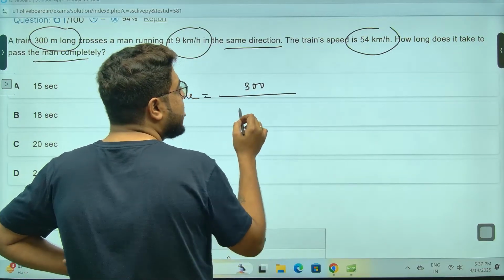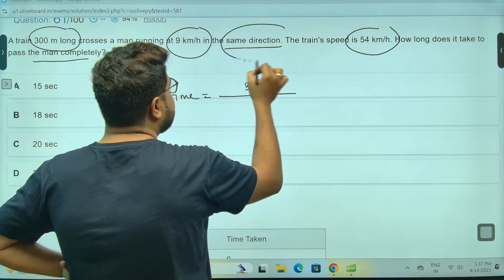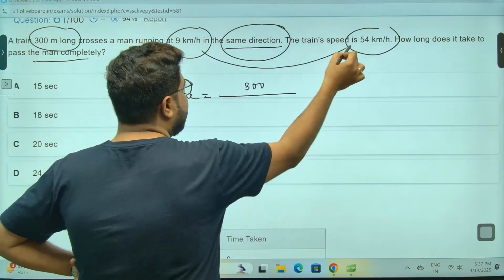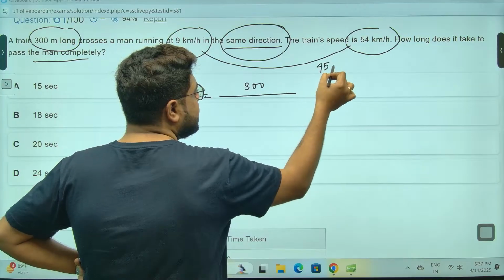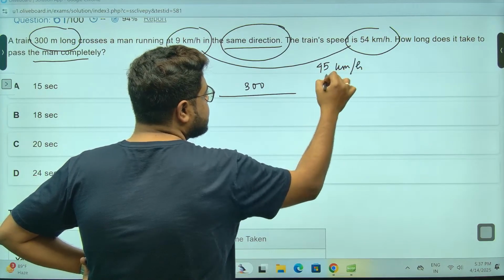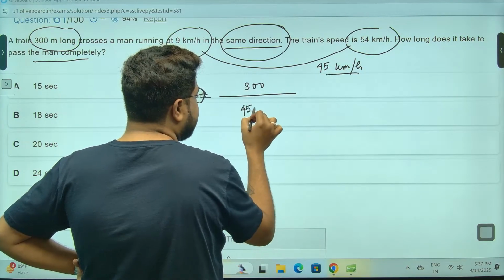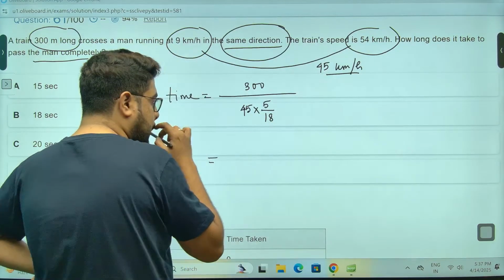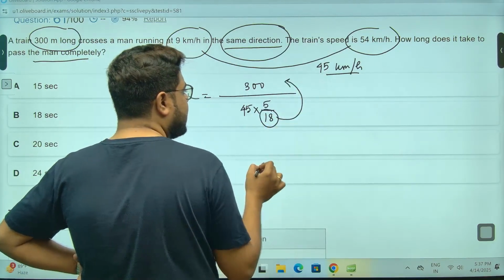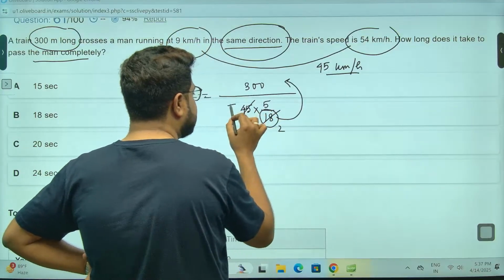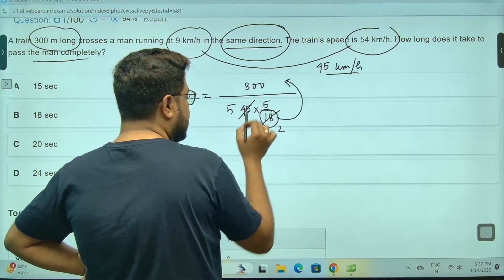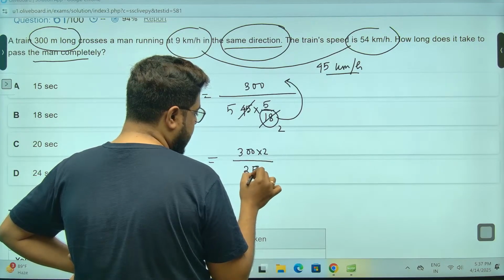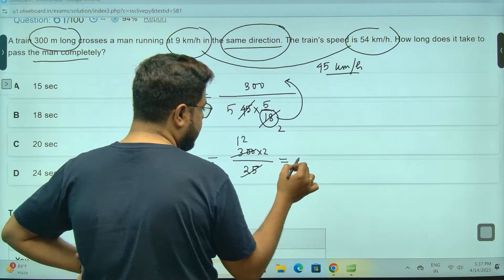By speed. Again, same direction, both are moving, so I need relative speed. Relative speed is 54 minus 9, that is 45 kilometers per hour. But I need to convert to meters per second, that is 5 by 18. So that will be the time. Send 18 to this side. 9 2s are 18, 9 5s are 45. This 2 will go up. 300 into 2 by 25, this is 12 seconds.